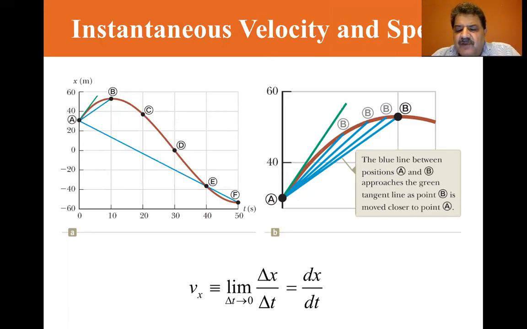Okay, the instantaneous velocity can be positive, negative, or 0. When the slope of the position versus time graph is positive, as in the first 10 seconds, v sub x is positive and the car is moving toward larger values of x. After point B, v sub x is negative because the slope is negative and the car is moving toward smaller values of x.